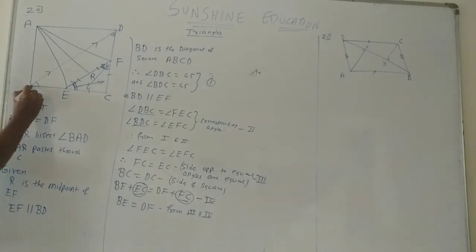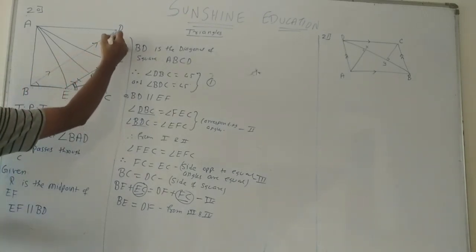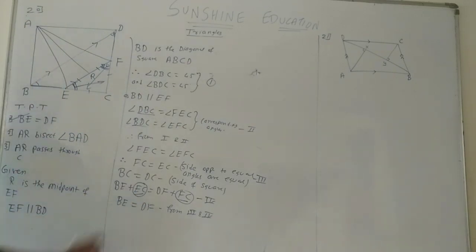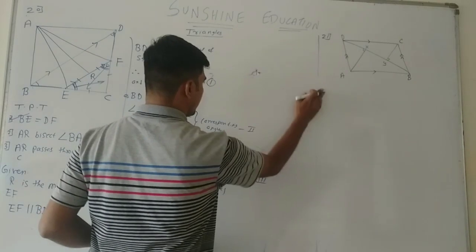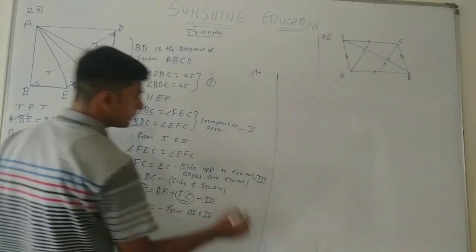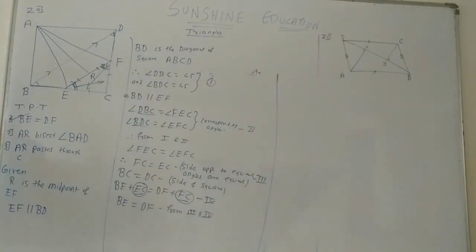What is it? BE is equal to DF. Okay? So, I'll just erase this and use this part for this sum. Now, what is next? I need to prove that AR is the bisector.